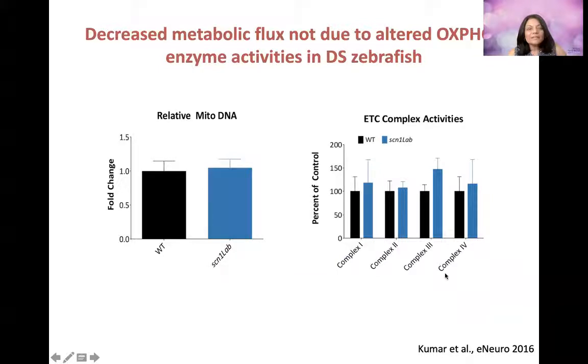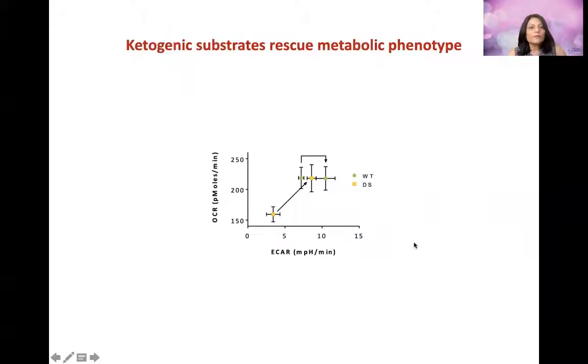Next, we asked whether this could be due to any changes in mitochondrial DNA itself or through the electron transport chain complexes, the activity of these enzymes. And what we observed was there was no alteration in the relative mitochondrial DNA content or enzyme activities, which suggests a flux was altered in mitochondria.